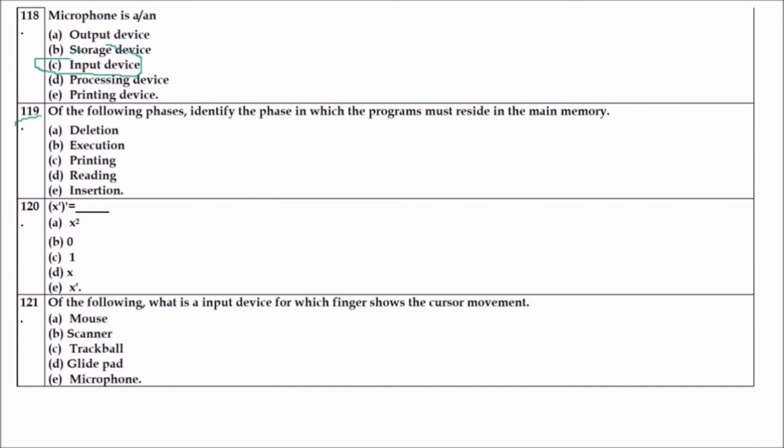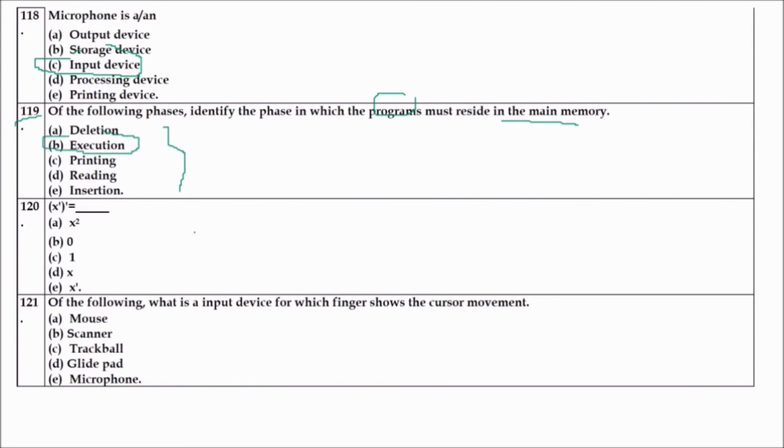Next is, of the following phases, identify the phase in which the program must reside in the main memory. Which phase programs must reside in the main memory? The answer is, of course, execution time. It has to be in the main memory.